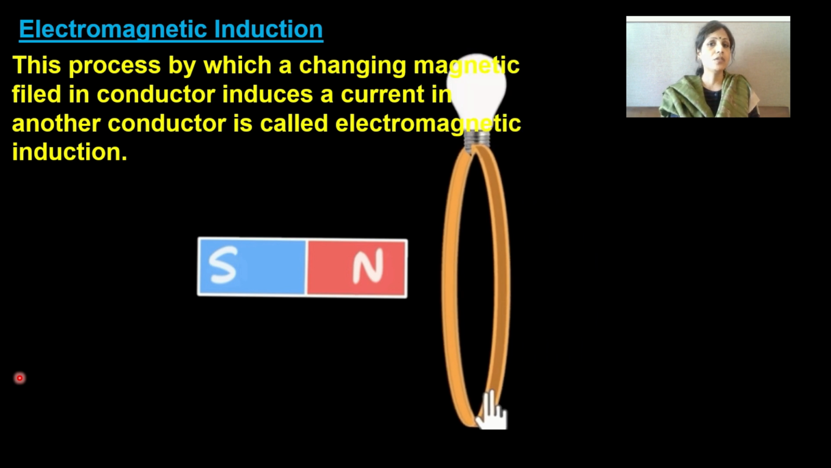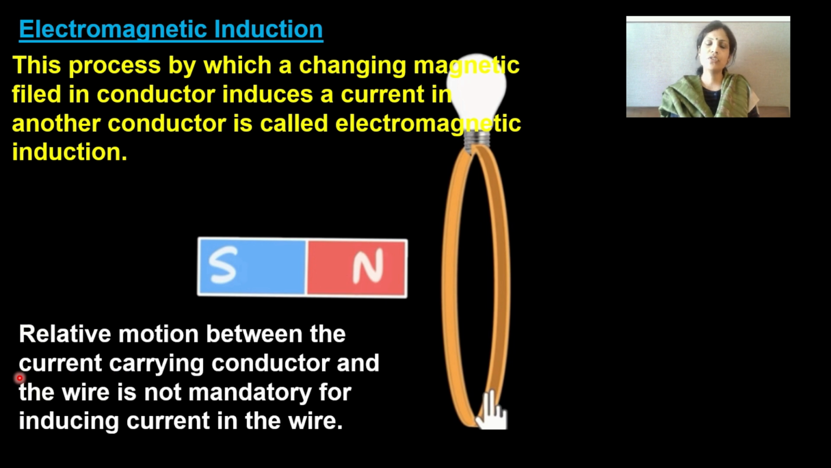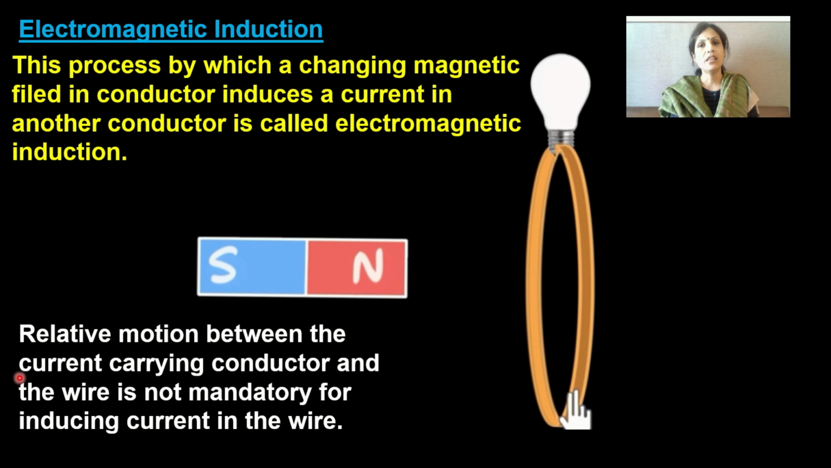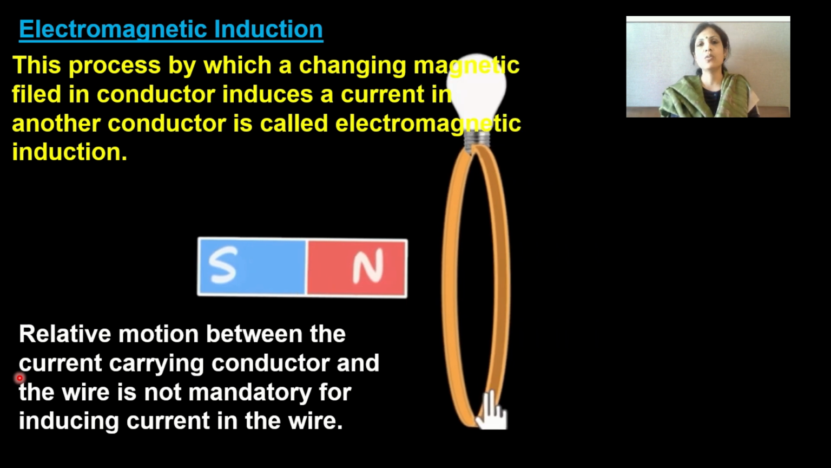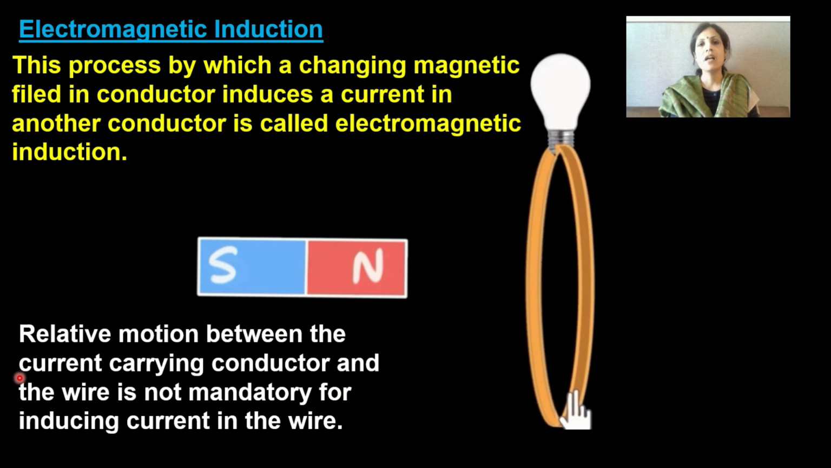We have also observed one thing here, and that is that the relative motion between the current carrying conductor and the wire is not mandatory. It's not necessary that the wire and the magnet should move at the same time. It can be either the magnet moving or the conductor moving, and in both cases we can see that flash of light. That means change in the magnetic field induces current into the conductor, and that is electromagnetic induction.